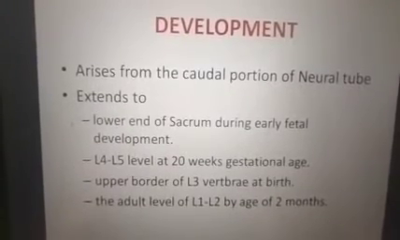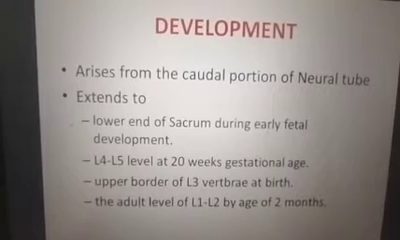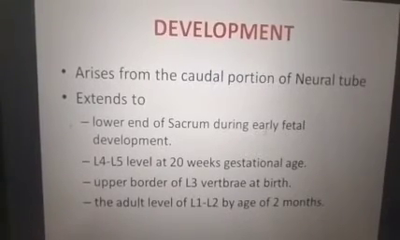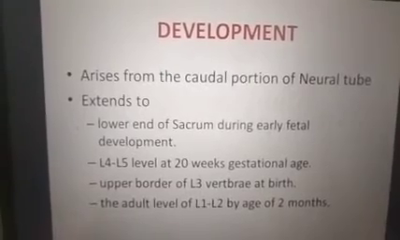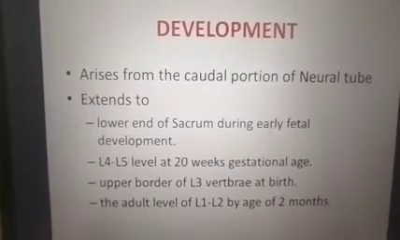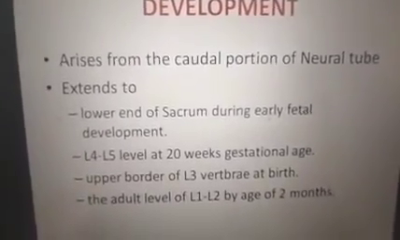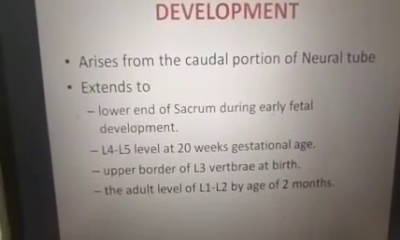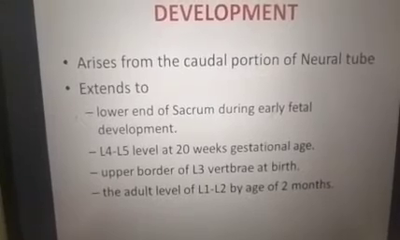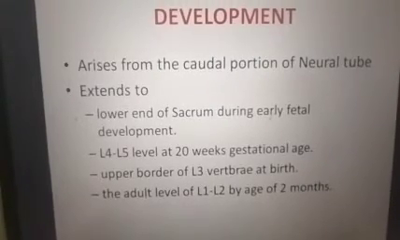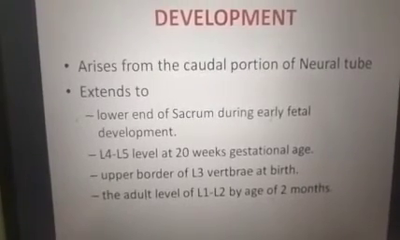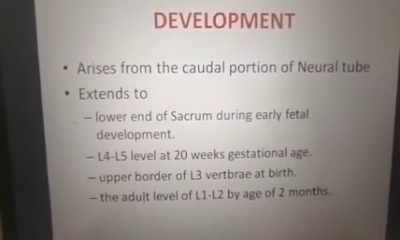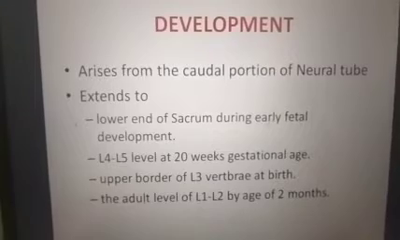As we see, the spinal cord arises from the caudal portion of the neural tube. So in development, the spinal cord arises from the caudal portion of the neural tube and it extends up to the lower end of the sacrum during early fetal development, and by 20 weeks of gestational or intrauterine life it will reach up to the L4 and L5 level.